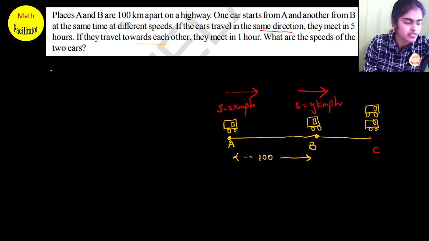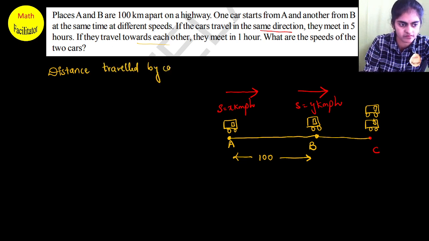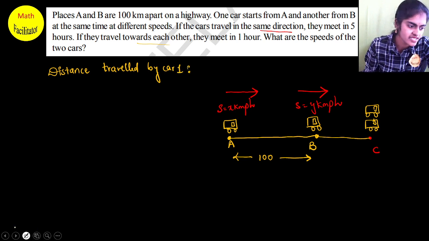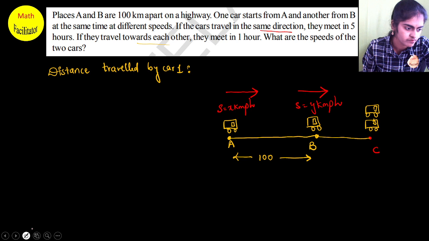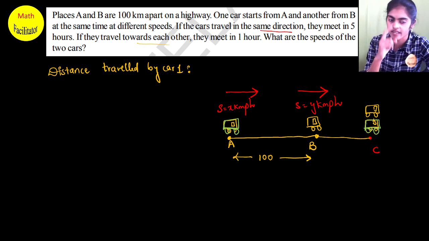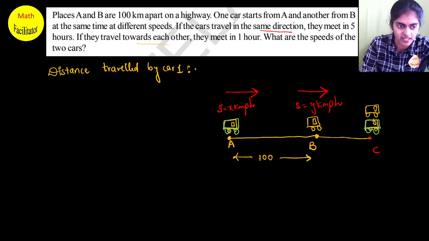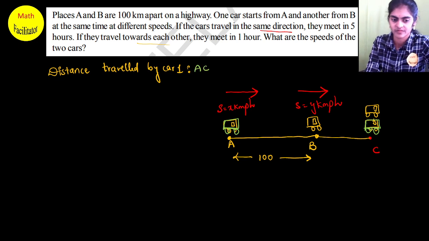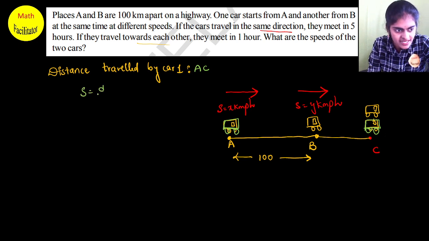Now, can you tell me what is the distance traveled by the first car? What is the distance traveled by car 1? Suppose this is the first car in green color, it has come here now. What is the distance traveled? From A to C it has traveled. And we know that speed is equal to distance divided by time, or I can write distance traveled equals speed into time.